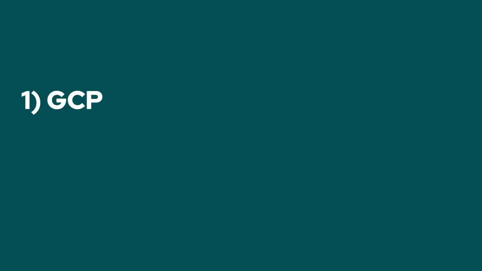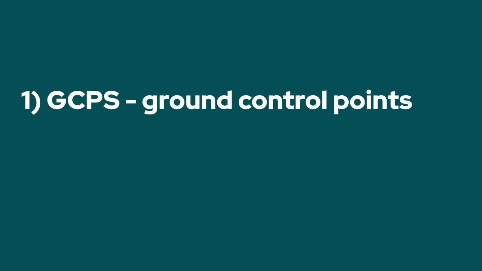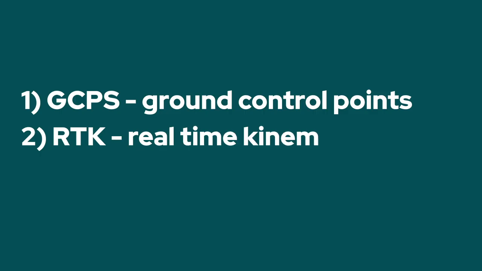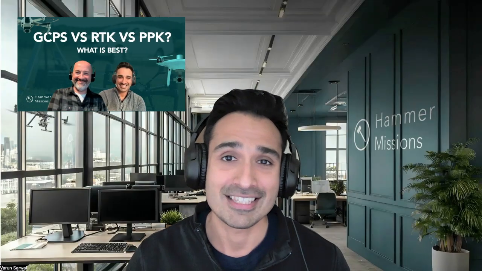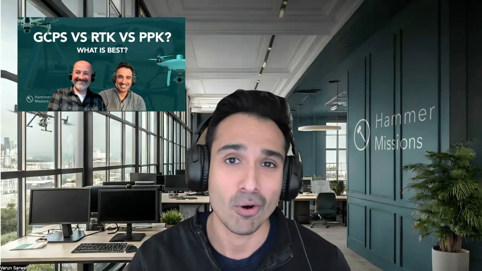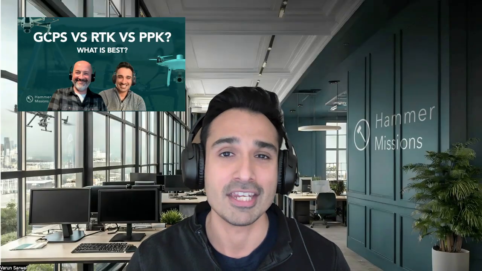And to be able to do that, we've got three main methods. We've got GCPs, ground control points. We've got RTK, real-time kinematics, and we've got PPK, post-processed kinematics. Now, in this video, we won't have the time to go into the details of all three. We actually have a really interesting discussion between myself and one of my colleagues that you can go watch as a background to this video.